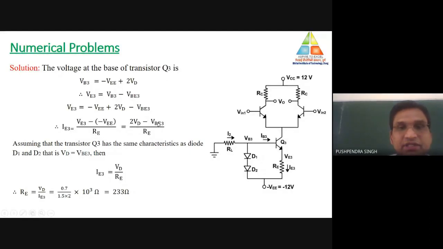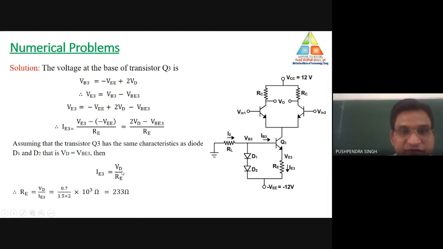If we assume that the characteristics of both the transistors and diodes are the same, then what is the value of IE3? It is twice VD minus VD divided by RE, so VD divided by RE. So IE3 is equal to VD divided by RE, and from there we need to calculate the value of this RE.